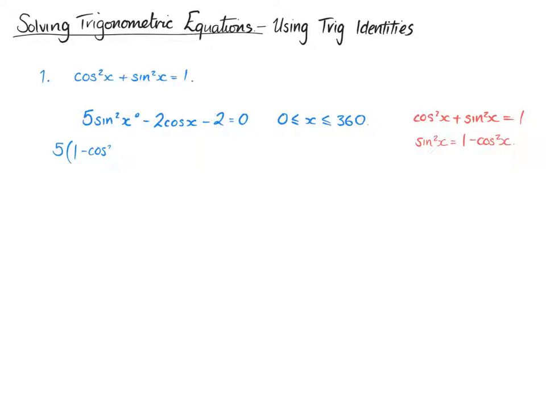And nothing, once we've done this substitution and our rearranging, is new. So we multiply out our bracket and we get 5 minus 5 cos squared x minus 2 cos x minus 2 equals 0. So it's perfect, this is what we want. We want it to have no sine squared x anymore, no sines at all. It's all cos.